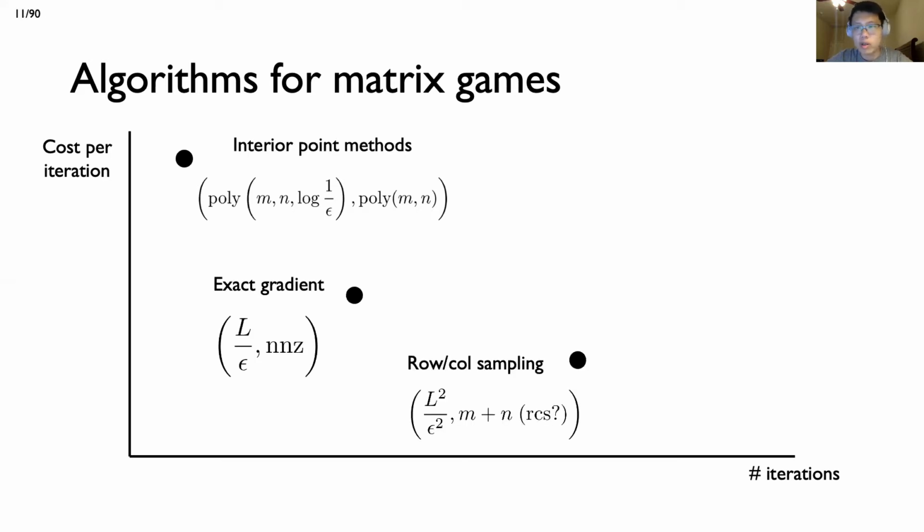On the other hand, stochastic gradient methods based on row column sampling push this trade-off further, opting for cheaper iterations at the cost of a quadratic dependence on L over epsilon. The updates are based on sampling rows or columns, so they typically can be conducted in m plus n time, where m and n are dimensions in the matrix. In certain cases, we can gain further wins for matrices with sparse rows or columns. We use RCS to denote an upper bound on the maximum row or column sparsity.